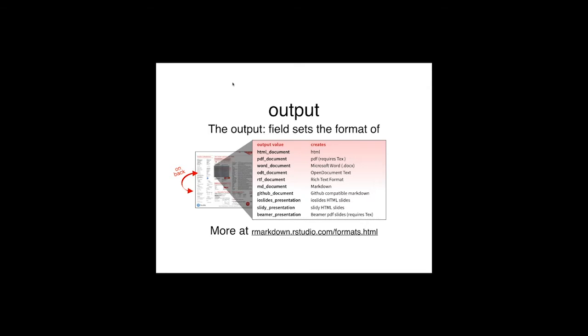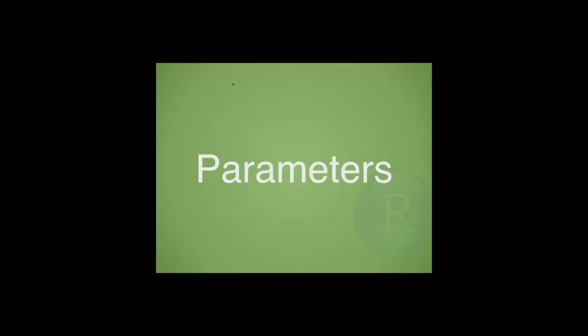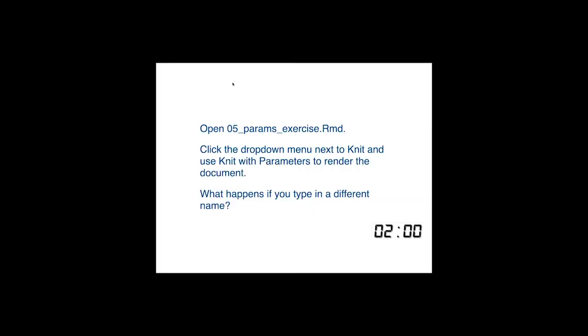All right, so several different types of output values. We can go ahead and play with those. When I get as fancy as Akshay, I will convert these slides to R Markdown. But the most useful element of this YAML header is called parameters. So let's take a couple of minutes.